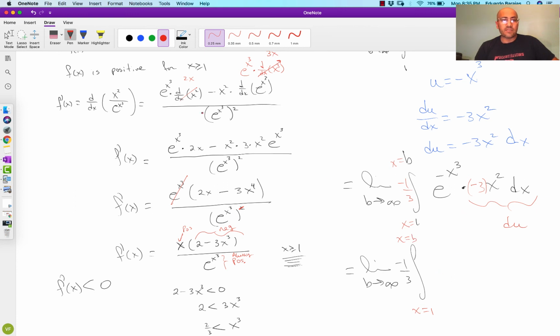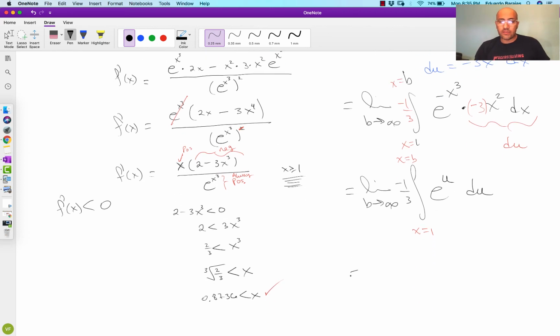Right? So this becomes e to the power of u, e to the u du, because this is exactly my du, and this guy's my u, including the minus sign. Okay, so now I can integrate this. Very easy guy to integrate.